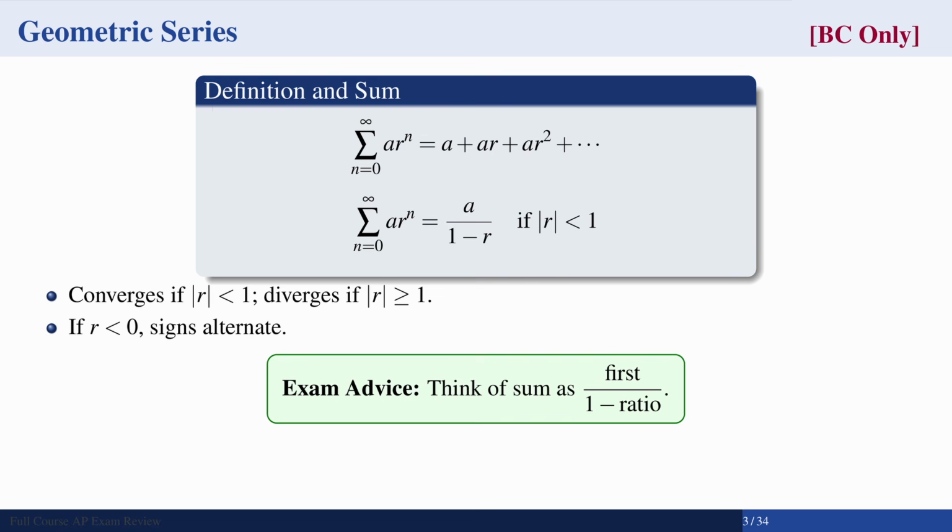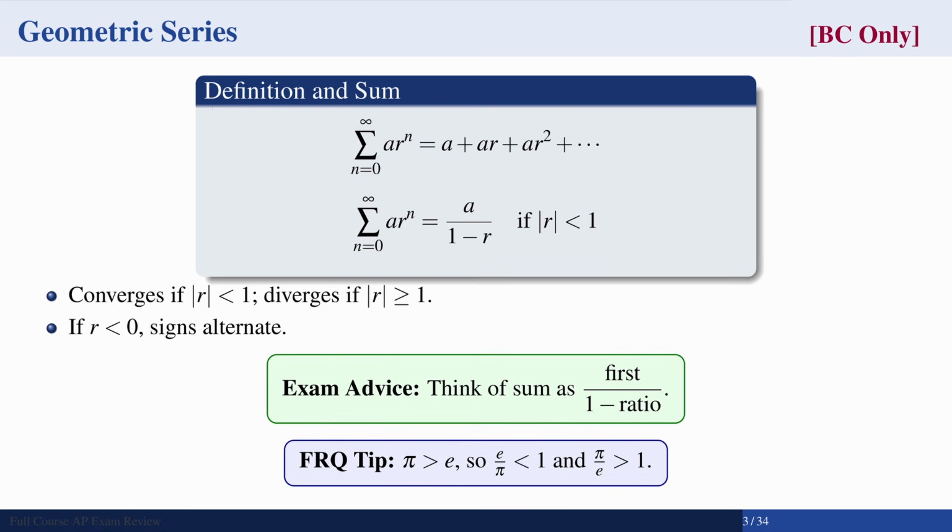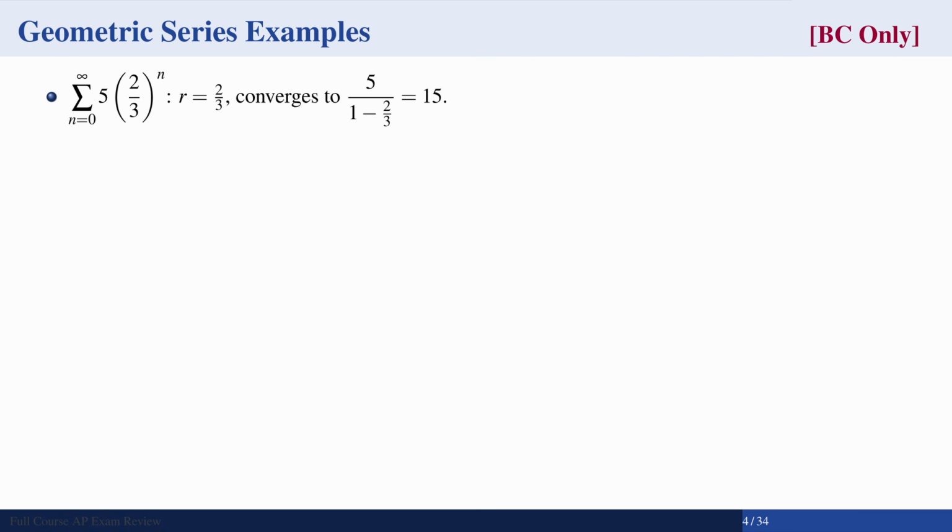Another thing that's a little bit weird, but I think is worth saying, is pi is bigger than e, which means that e over pi is less than 1 and pi over e is greater than 1. Sometimes in multiple choice questions, they'll just throw that in as the ratio, and you have to be aware of that. And let's just quickly look at some examples of geometric series of constants.